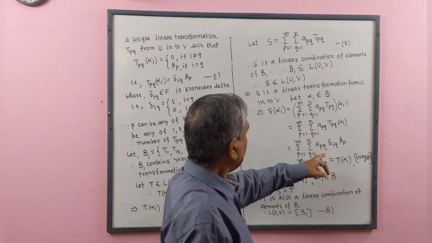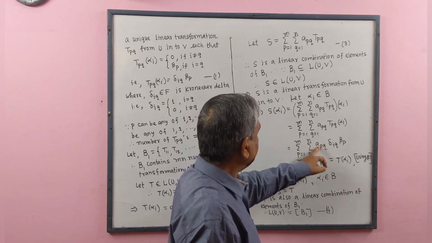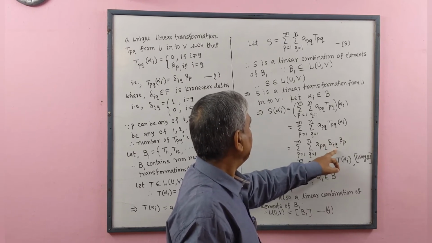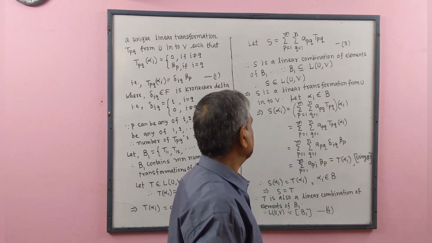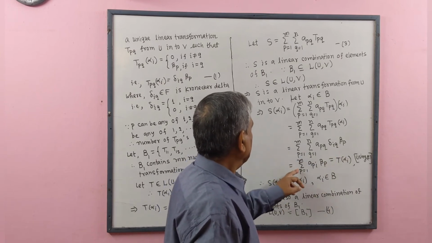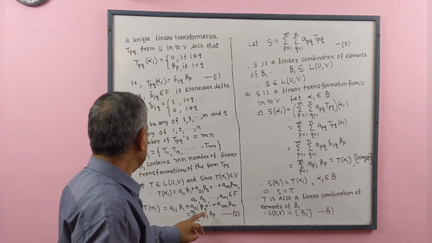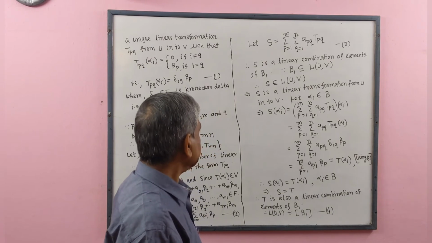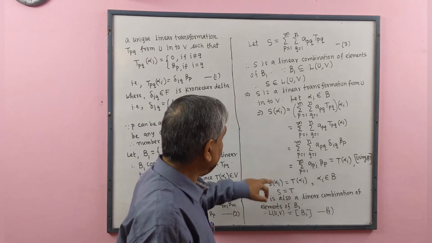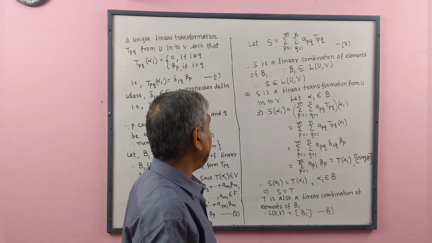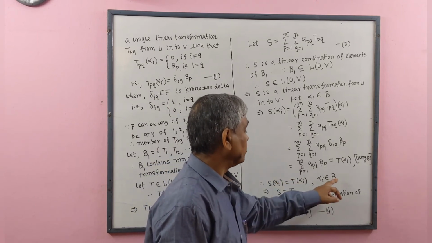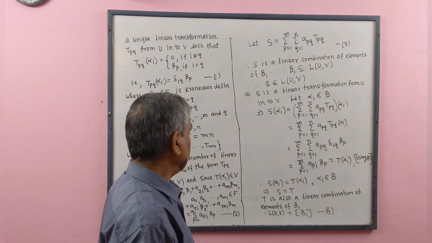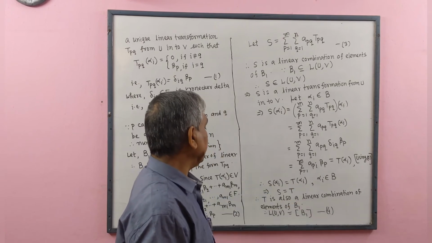So here we will get API and here 1 BP, and this equal to T alpha I. Here we write T alpha I using 2. Therefore we get S alpha I equal to T alpha I, where alpha I belongs to the basis B of the vector space U. This implies that S equal to T.